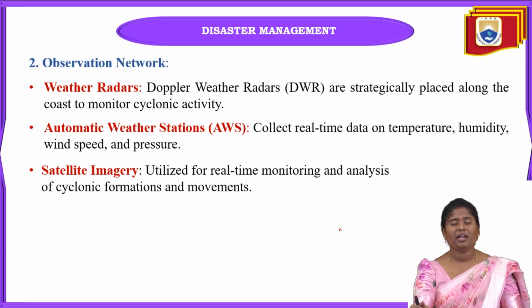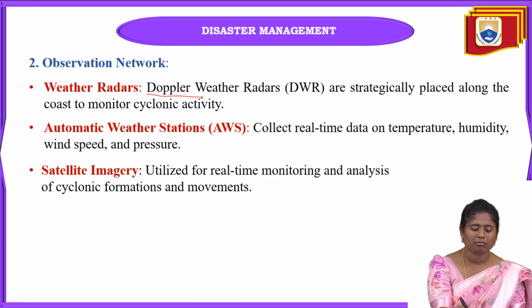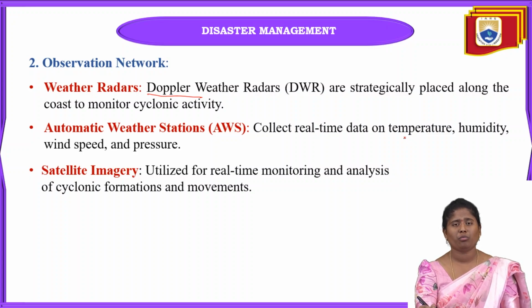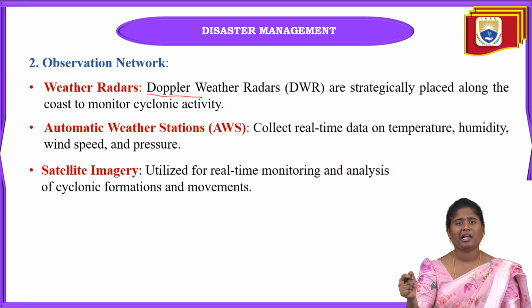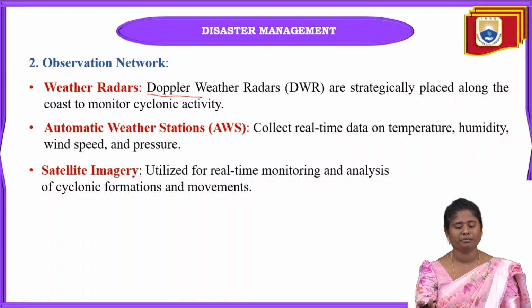Okay, and next one is the observation network. Here we provide some instruments or tools to observe the overall condition of that area. One instrument we use is weather radars, and by using these Doppler weather radars we can easily monitor cyclonic activity. Okay, by placing that radar nearby that region, they can easily tell whether a cyclone is going to happen or not at that time. That can be easily told because of these weather radars also.